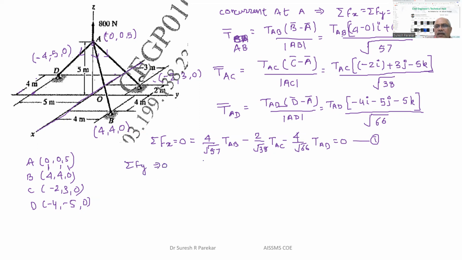Then we have the second, summation Fy equals 0. So we have to write first AB, we have 4 upon root 57 TAB. You have to see the J component of all. Then plus 3 upon root 38 TAC, and then minus 5 upon root 66 TAD, which is equal to 0. This is equation 2.